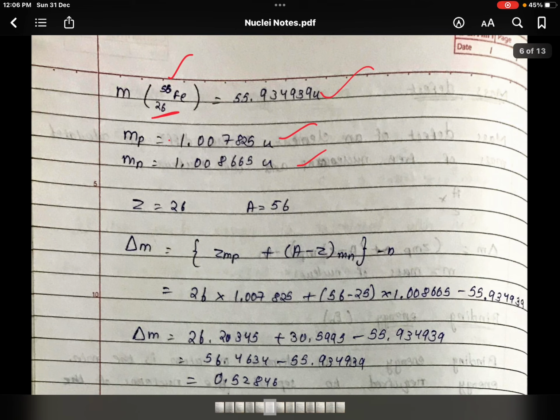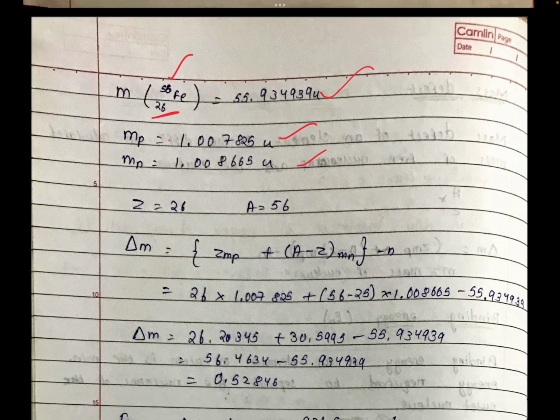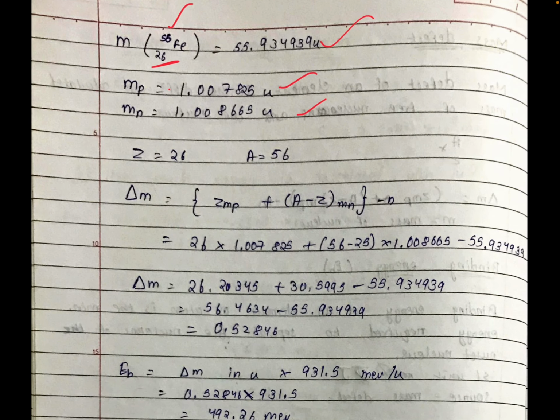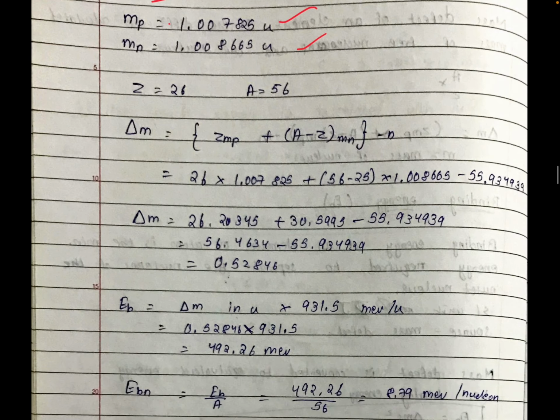Mass defect is ZMP plus (A minus Z) MN minus the nucleus mass, which is 26 into 1.007825 plus (56 minus 26) into the mass of neutron, minus 55.9349, the mass of the nucleus. Then calculate it, it is 0.52848 U. Then how much energy is released? Multiply by 931.5 MeV.